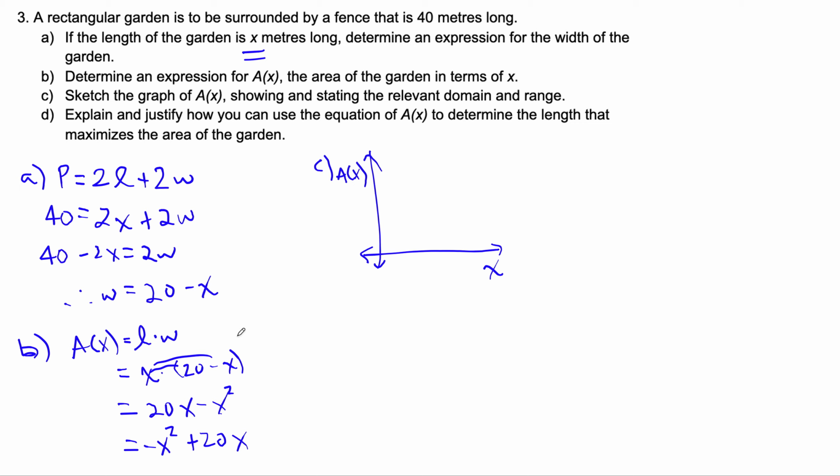Okay, so first of all, notice that in factored form, we can determine the x-intercepts by letting y, or A of x, equal 0. And that would result in the x-intercepts being 0 and 20. So that will be 0, and this will be 20. Okay, now the a value, the value right here, is a equal to -1. So therefore, it's opening downwards.